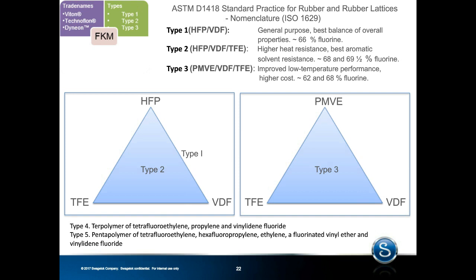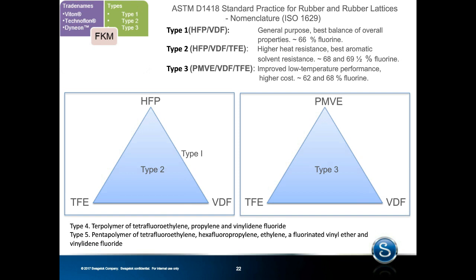So if you come to me or some other technical expert and you say, hey, I have Viton as a seal in my application, I already don't know what type of FKM you're referring to. Are you referring to a type 1, which will have very distinct properties from a type 2? To complicate this a bit more, there were more recent developments to develop a third type of FKM, which provided better low temperature performance.